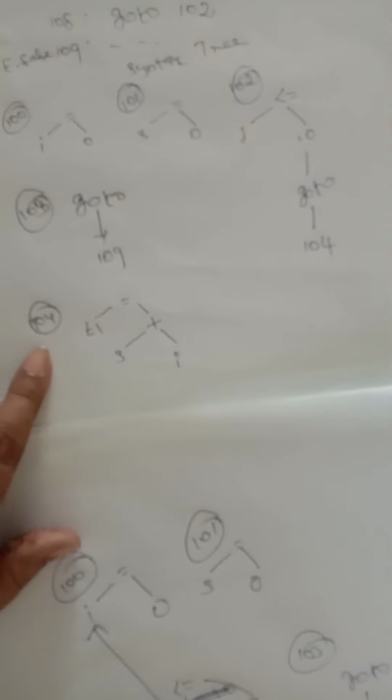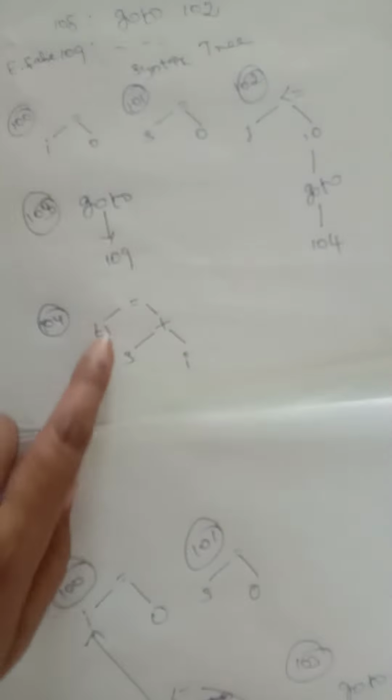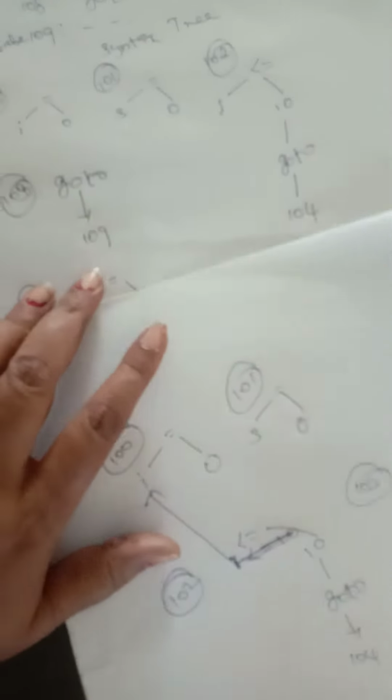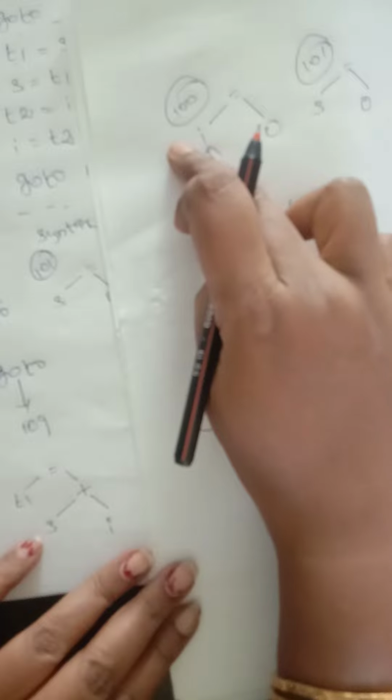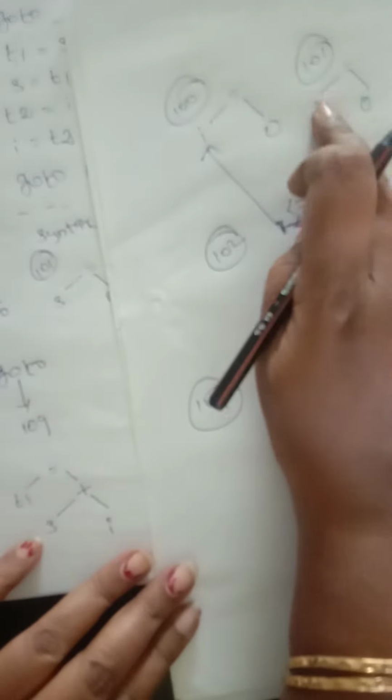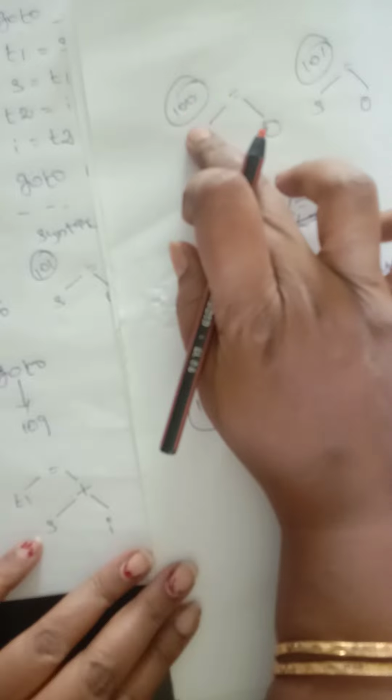Just write. Next statement, 104 is what? T1 equal to S plus I. Just see the difference. T1 equal to S plus I. Here what is S? S is already stored in the line number 101. I is already stored in line number 100. So we have to refer that. We have to refer 101 and 100. We can't use S and I again.